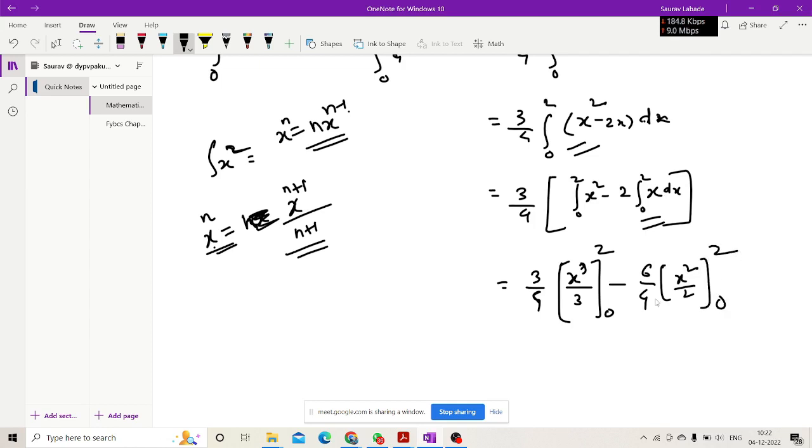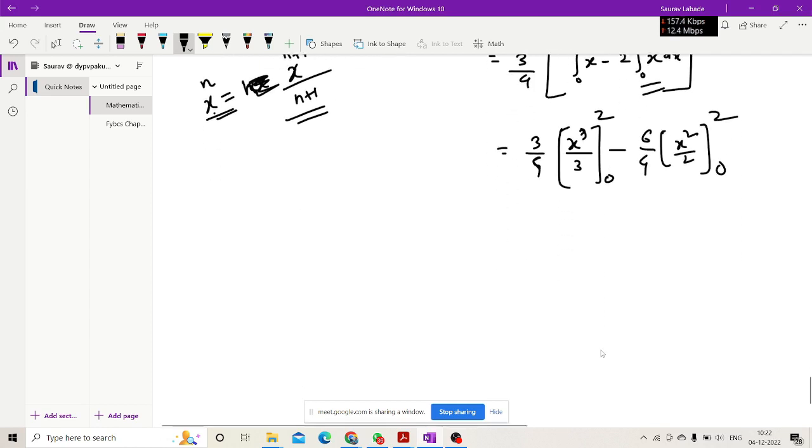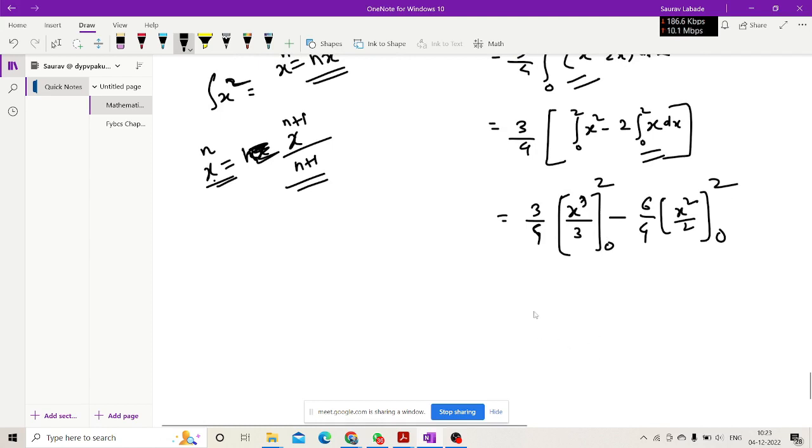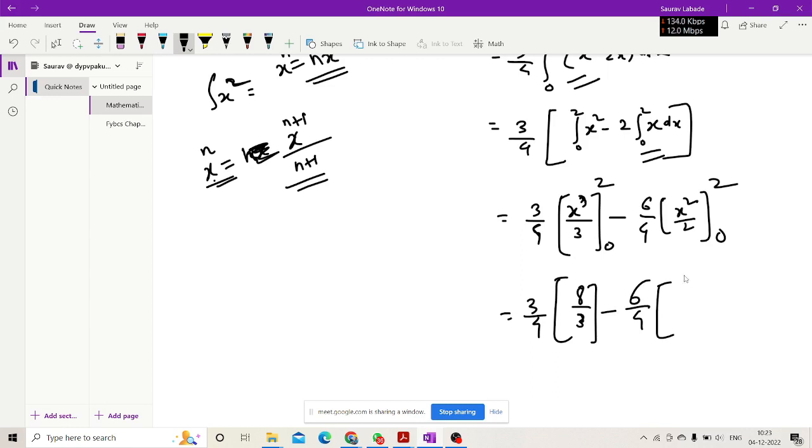0 to 2, and just substitute the limit, right? So this will become 3 by 4 into 8 by 3, right? And then next is 0, so it will become 0. 6 by 4 into 4 by 2. This will get cancelled. This will get cancelled. So this is 8 by 4 minus 6 by 2. So what is 8 by?